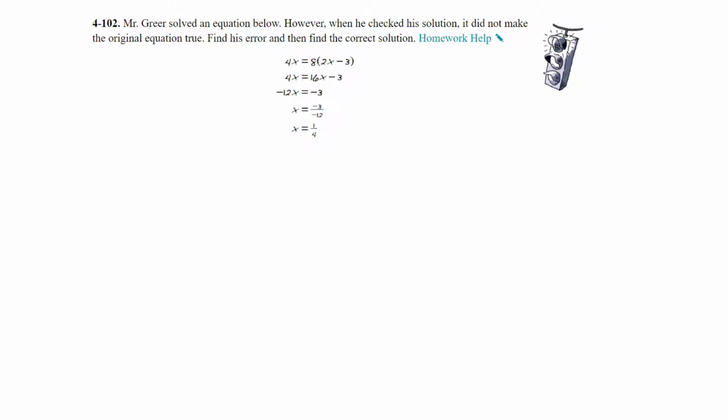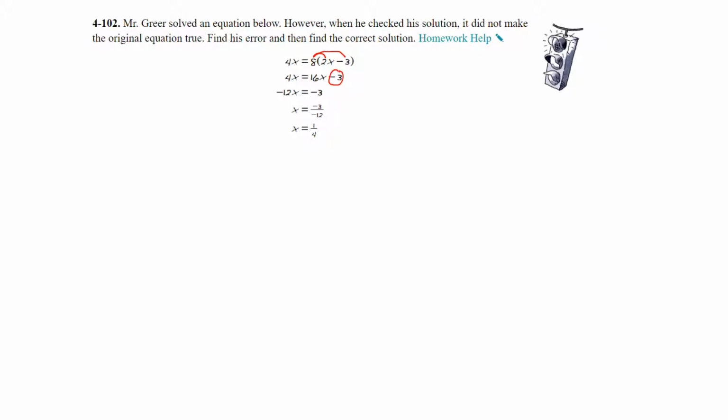Question 102. Mr. Greer solved an equation below. However, when he checked his solution, it did not make the original equation true. Find his error and then find the correct solution. So this is the equation 4x is equal to 8 times 2x minus 3. Sometimes solving the equation is one way that you can find the error, because sometimes it is hard to see, but you can see maybe on this one kind of right away 8 times 2x is 16x, but then Mr. Greer did not distribute the 8 to the negative 3.